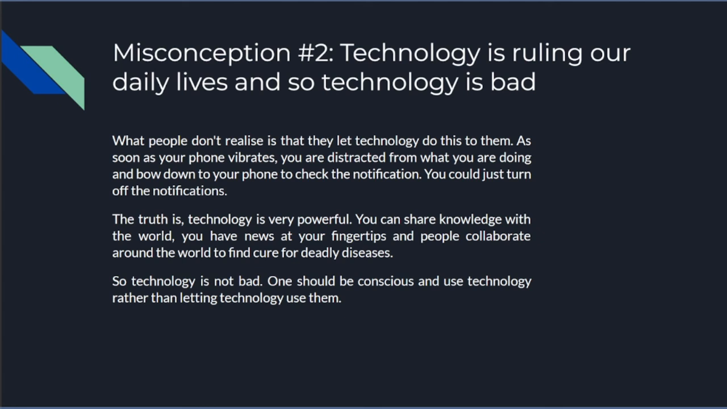The truth is, technology is very powerful. You can share knowledge with the world. You have news at your fingertips, and people collaborate around the world to find cures for deadly diseases. So technology is not bad. One should be conscious and use technology rather than letting technology use them.